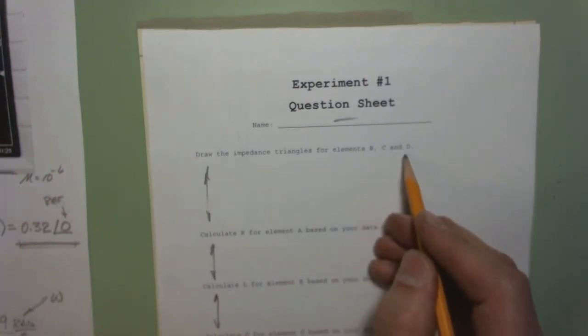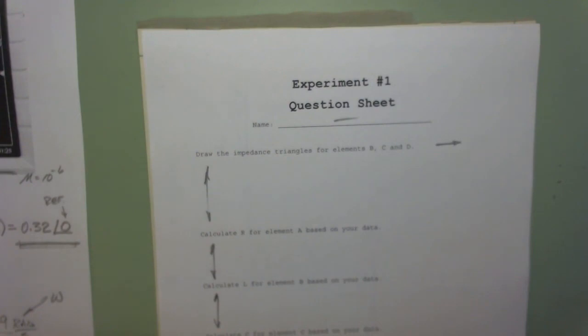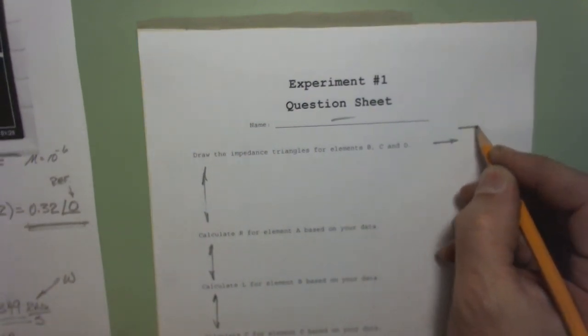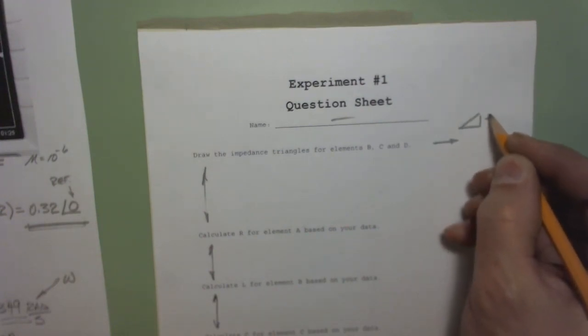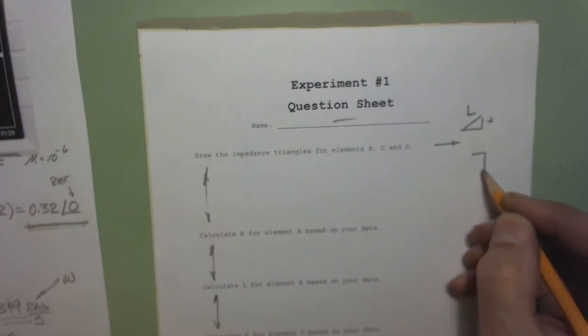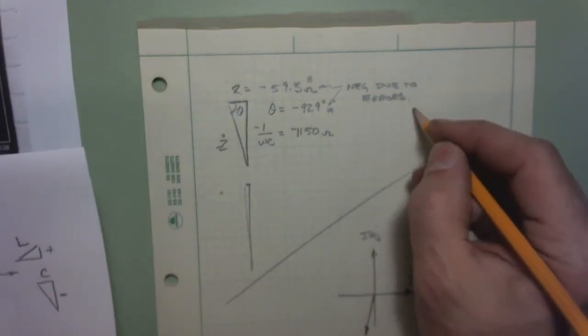Draw the impedance triangles for elements B, C, and D. We didn't put A because A is a resistor. That impedance triangle is really boring. Looks like an arrow, doesn't it? Okay, but B, C, and D should be a little more interesting. Inductors, they're going to look like that because this is positive. Capacitors are going to look like this because this is negative. Okay, so you can do that. There's our impedance triangle right there.